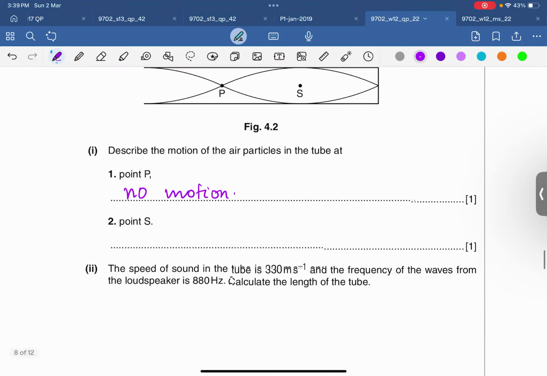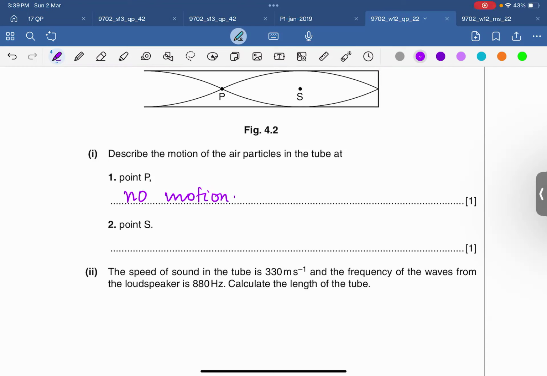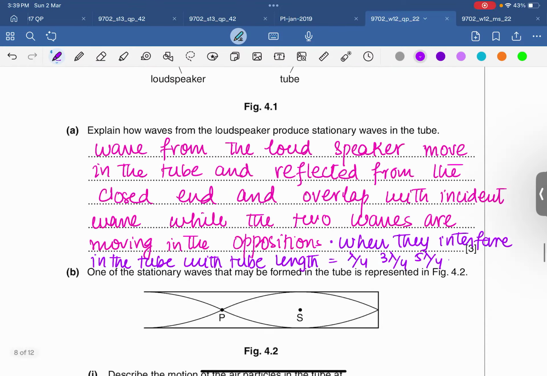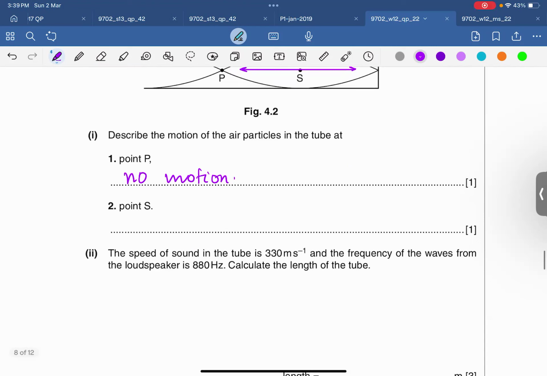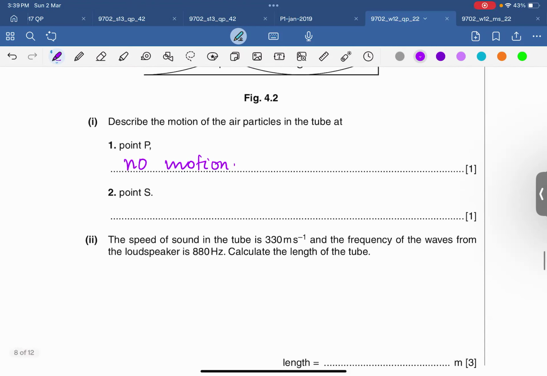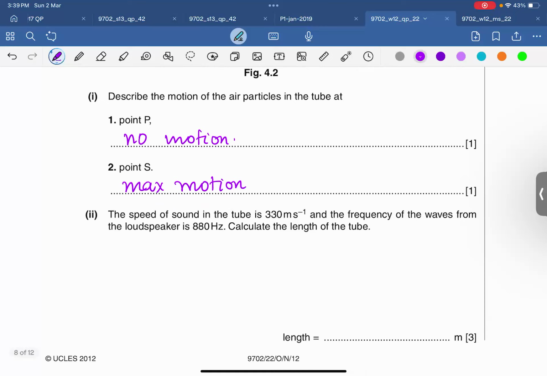And at point S, what do you say? By the way, please keep in mind this is a longitudinal wave, because it is generated by the loudspeaker. So the particles will either go in this direction or go in that direction. It won't go up or down. Be very careful. So either you can say maximum motion or maximum vibration, or you can say maximum amplitude. Maximum motion, but what kind of motion should it be? Maximum motion back and forth, back and forth.